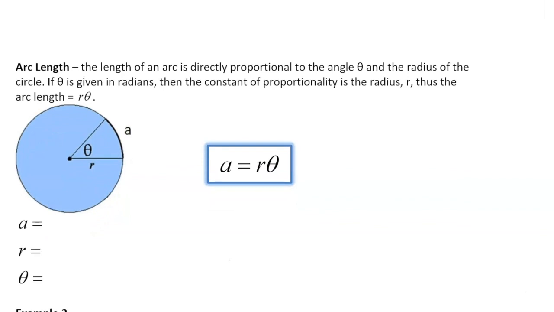Okay, we got a couple examples right here. Arc length. You're going to be given the formula. Arc length equals radius times theta, where theta is the angle given in radians. What that means is it's going to give you the portion of the circumference of the circle. A stands for arc length, r is going to be the radius, and theta is going to be the angle in radians.